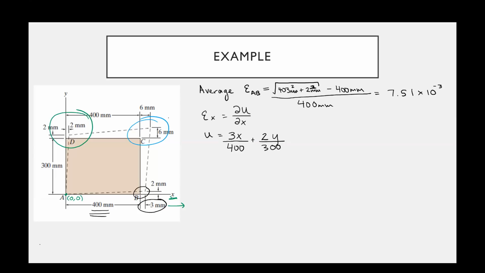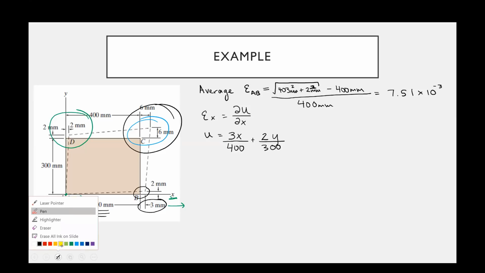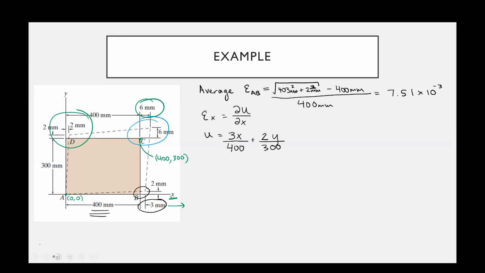So the last step is to check, does this equation that we've come up with satisfy the rest of the points? So for example, we could check point C. Well, at point C, X is going to be equal to 400. Y is going to be equal to 300. So those are our coordinate points. We put in 400, we put in 300, and we get back 5. Well, 5 is not quite what we're looking for. We're looking for 6. And so we need to add a little bit more to this equation.